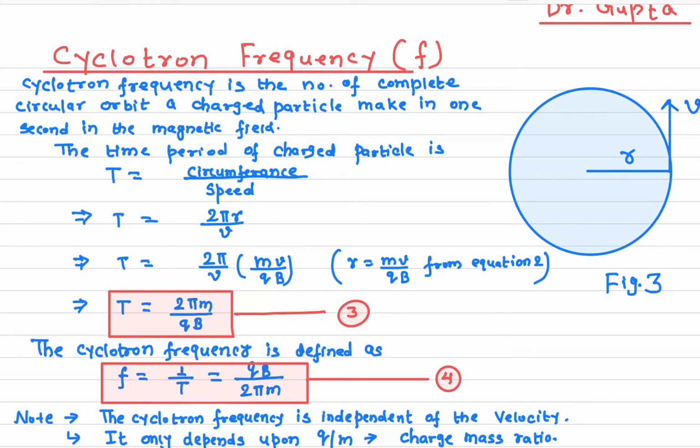In order to find the cyclotron frequency, we'll find the time period first. The time period means how long it takes for a charged particle to make one complete orbit. And how do you find it? The time would be the distance, in this case the circumference, divided by the speed. The circumference is 2 pi r of a circle, and that's divided by the speed.